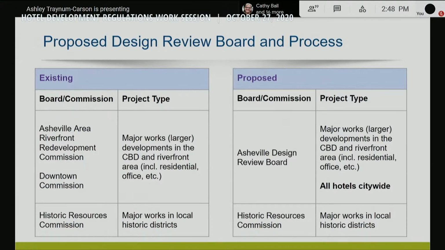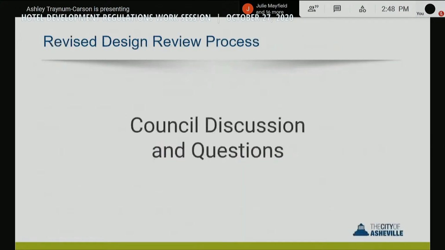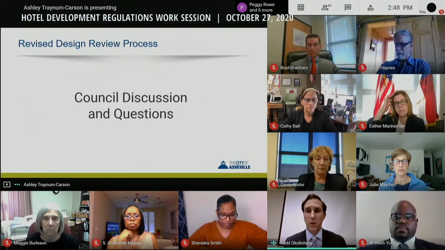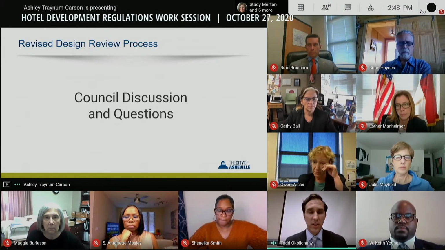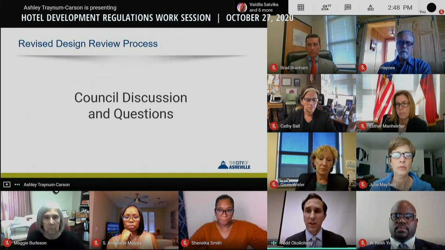So again, the difference with the design review board is that they would operate mainly for new projects in the downtown and riverfront areas, but for any new hotel, they would review those hotels citywide, whether they're located in the downtown or riverfront area or anywhere else in the city. Next slide, please. With that, that's basically a general overview of the new design review process and a good stopping point in case any council members have any questions.